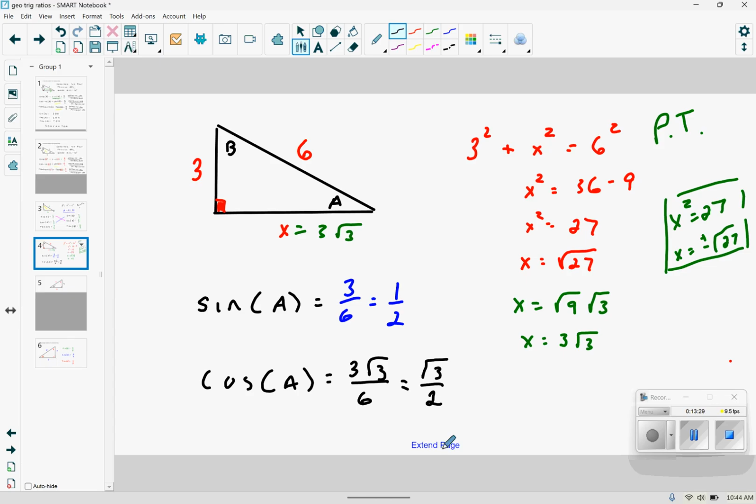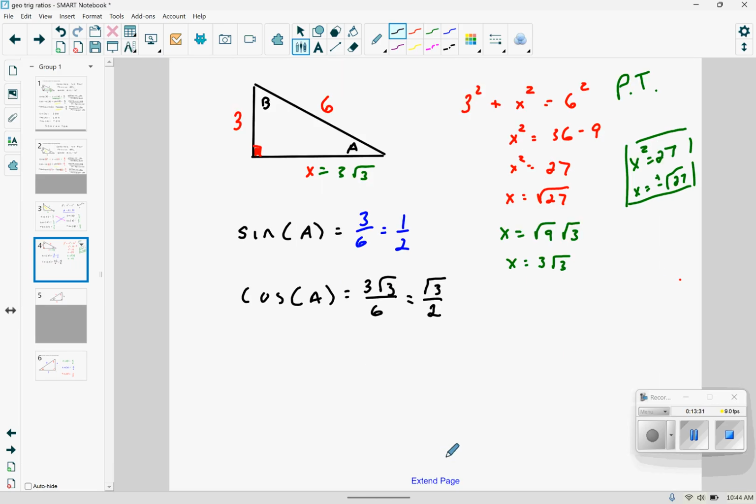So the tangent of A, let me go black here. The tangent of A is going to be the opposite, which is 3, over the adjacent, which is 3 square root of 3. And especially in this class, we don't want square roots to be on the bottom. But the first thing I want to do is cancel the 3's. This is 1 over the square root of 3.